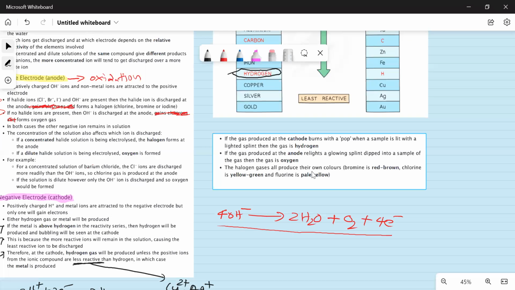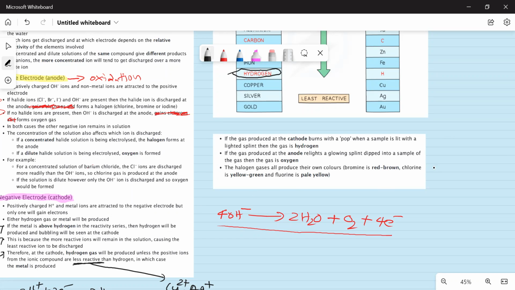such as bromine gas, which is a brown color gas. Chlorine gas is a yellow-green, pale green color gas, and I2 gas is a purple color gas. Okay, fluorine is mentioned in the notes, but that's not needed here. Just take the colors of the gases here.